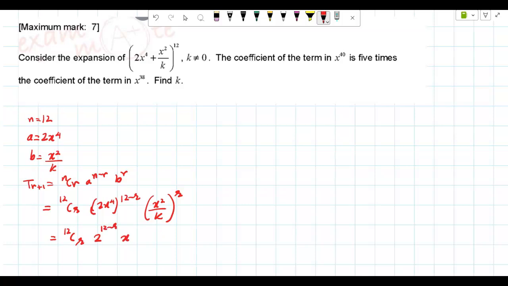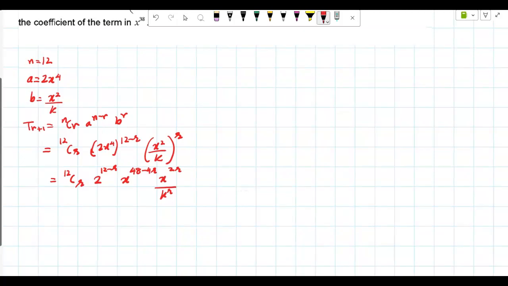You need to combine your x's, no? x raised to 48 minus 4r, x raised to 2r, correct? Upon k raised to r. So I did it. Now don't leave it like this. Always combine your powers, always simplify your answers in IB. x raised to 48 minus 2r, correct? You're adding the powers because the bases are the same. Upon k raised to r.